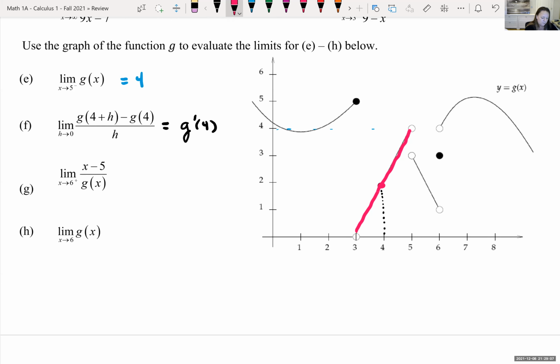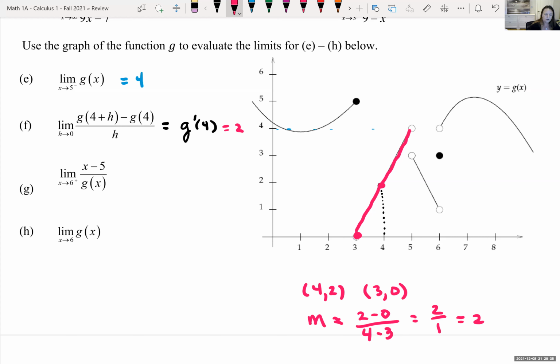So let's say this (4, 2) is a point. And I'm just going to choose this value here, even though it's an open circle, I'm going to choose that as a point because it's linear there. So let's just choose (3, 0) as a point. And so if I look at the slope between those 2 points, I get 2 minus 0 all over 4 minus 3, which gives us 2 all over 1, which is 2. So the slope of the tangent line of g of x at x equals 4 is 2.